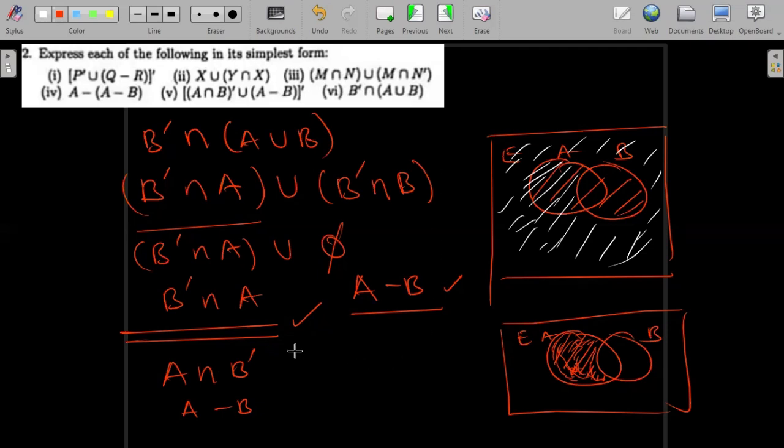What this means, in set builder notation, if I write this, it's just the set of x such that x is a member of the set A and x is not a member of the set B. That's what that means. So whichever way you're going to write it. All right.